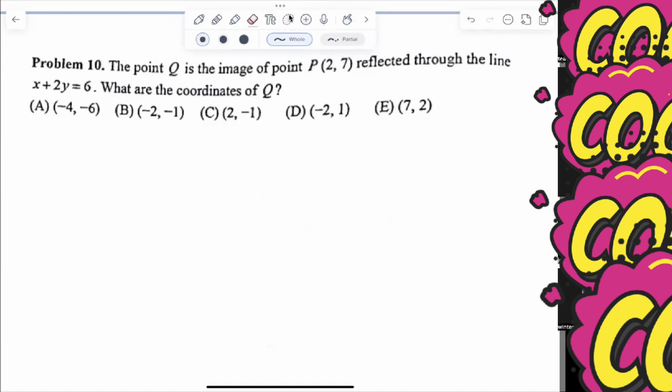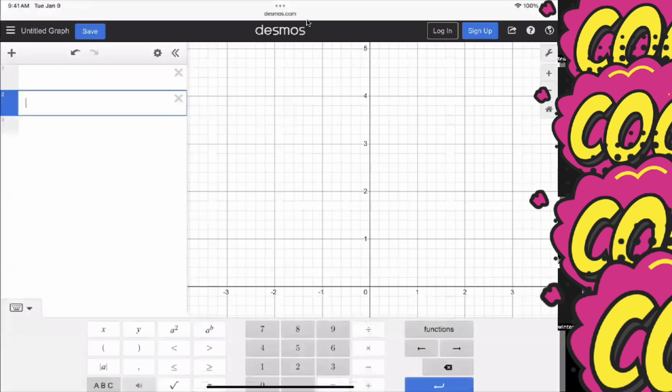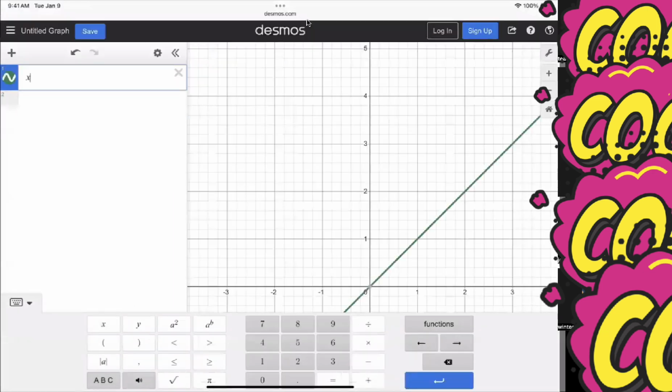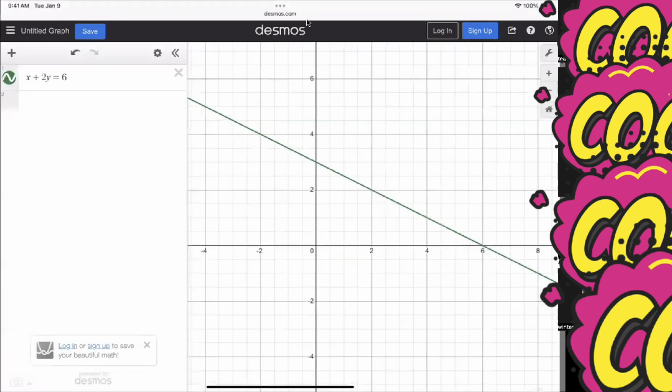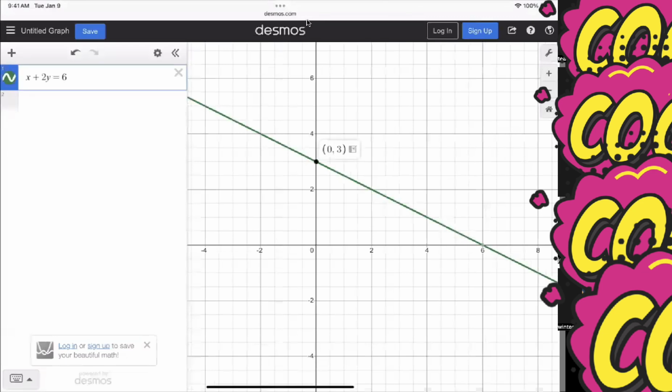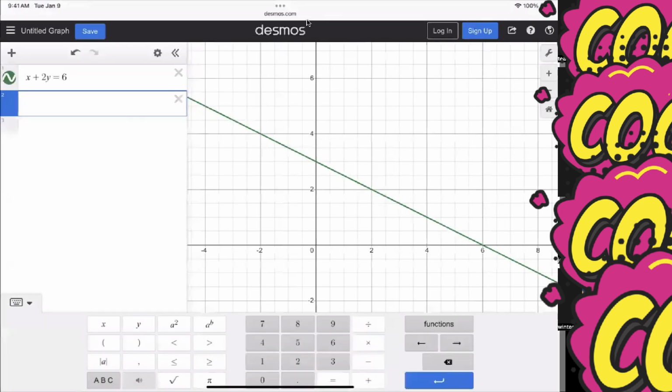Alright. So we have x plus 2y equals 6. Using a graphing calculator is not technically cheating, because we can graph it, but I'm kind of lazy about graphing by hand because it's going to take a lot of space. So I'm just going to use a graphing calculator to help you visualize it. So x plus 2y equals 6, and we also know that the point is 2, 7.